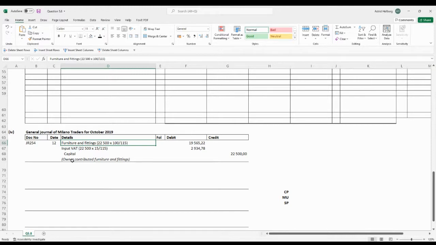Because they stated that all legislative requirements have been met, we are allowed to claim the input VAT on their furniture and fittings, and that's why the furniture and fittings would be the amount excluding VAT and not inclusive of VAT. Okay, and then the total amount, the 22,500 that was contributed, goes to capital. Do you guys have any questions on this journal entry?